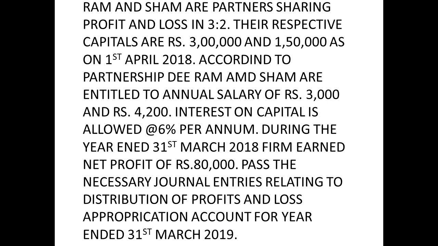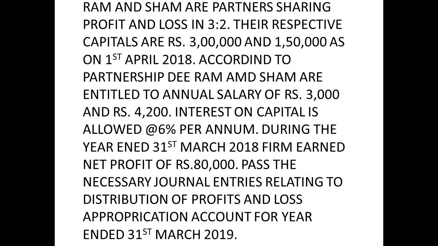Ram and Shyam are partners sharing profit and loss in 3:2. Capitals are rupees 3 lakh and rupees 1,50,000 as on 1st April 2018. According to the partnership deed, Ram and Shyam get an annual salary of rupees 3,000 and rupees 4,200. Interest on capital is allowed at the rate of 6% per annum. During the year ended 31st March 2019, the firm earned a net profit of rupees 80,000.